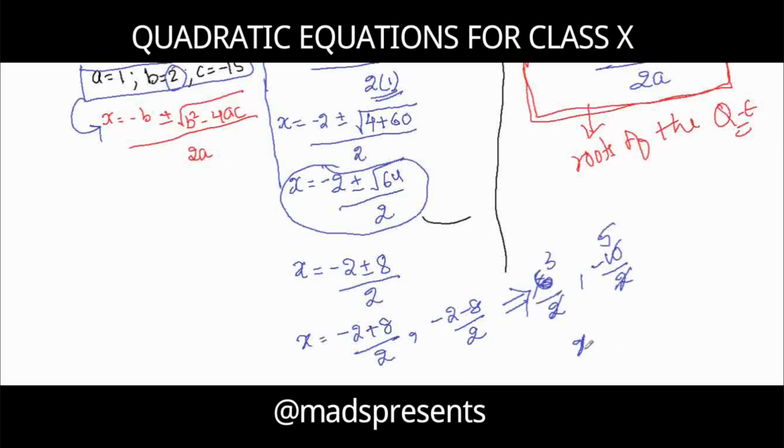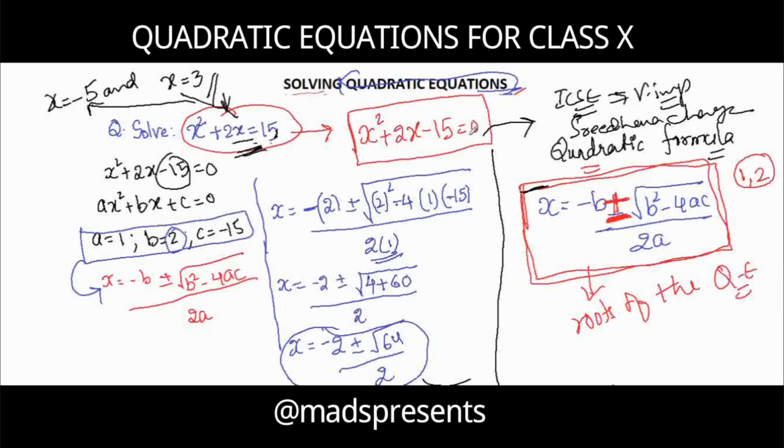So your x is equal to 3 comma minus 5. So it is a quadratic equation. I got x values as 3 and minus 5. Okay, so by using the quadratic formula, I got x values as 3 comma minus 5. In the previous question also, by using splitting the middle term, I got x values as minus 3 comma 3.